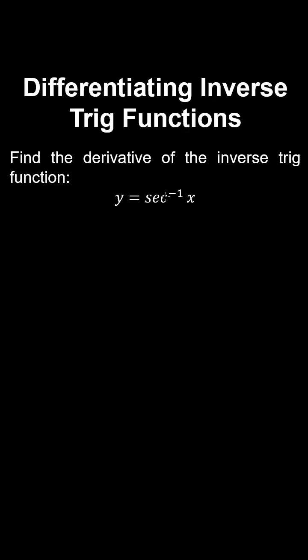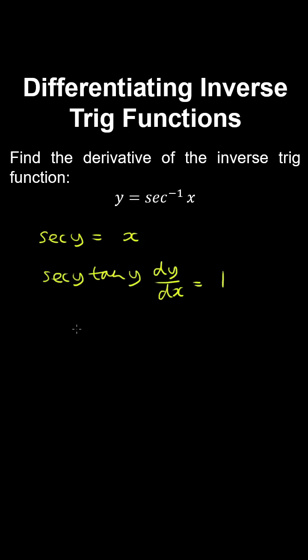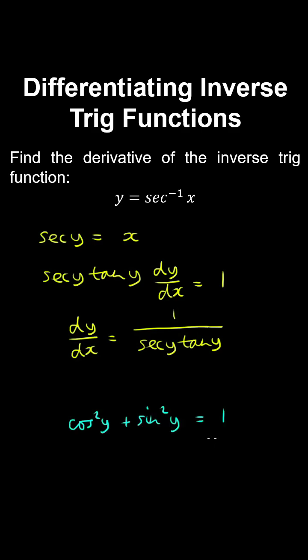Let's differentiate arcsec x. So taking sec of both sides, and using implicit differentiation, and solving for dy dx, now we can apply our trig identity. And to obtain an expression for sec y, we divide by cosine squared y, and subtracting 1 from both sides, and taking the square root of both sides, we get an expression for tan y.